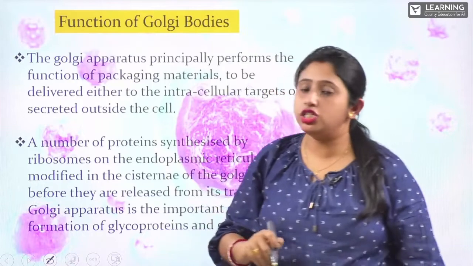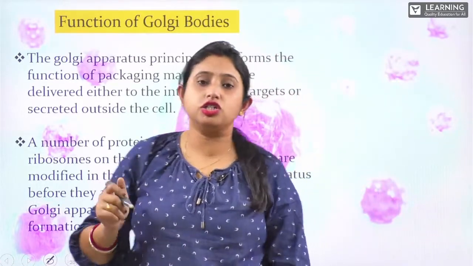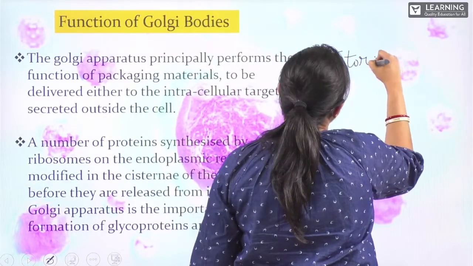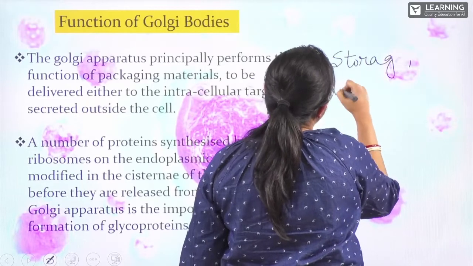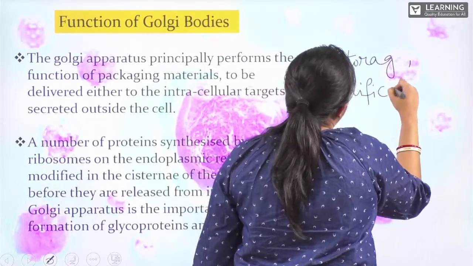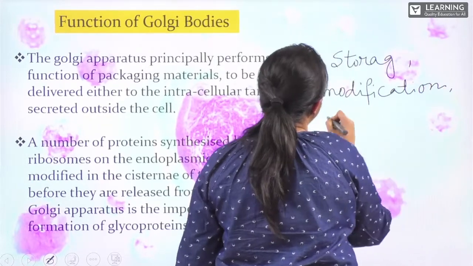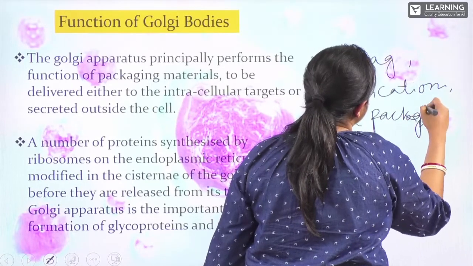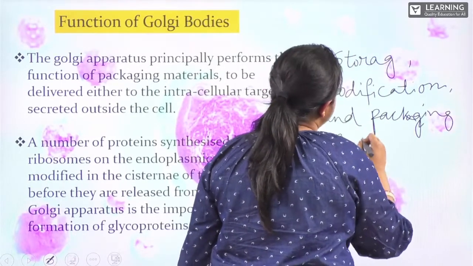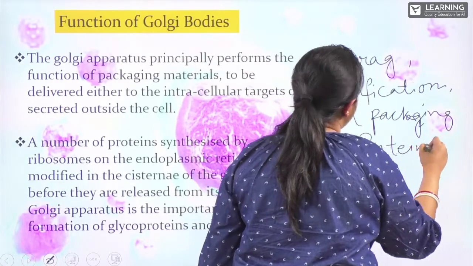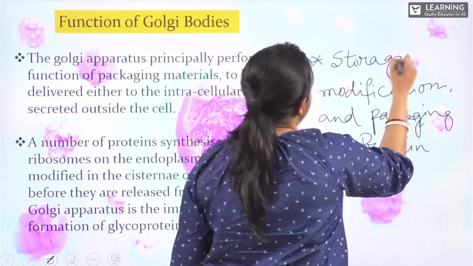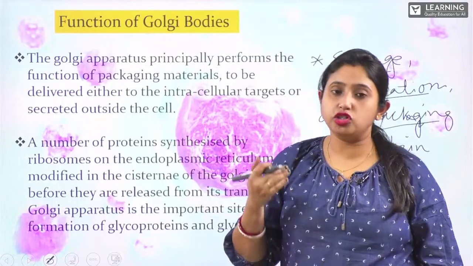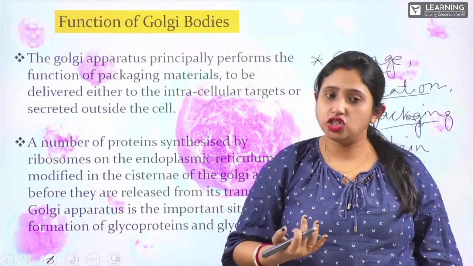So the function of Golgi body. What is the main function of Golgi body? The Golgi body is responsible for the storage, then modification, packaging of proteins. This is the main function of the Golgi body. So what is the main function? That is storage, modification and the packaging of the protein.